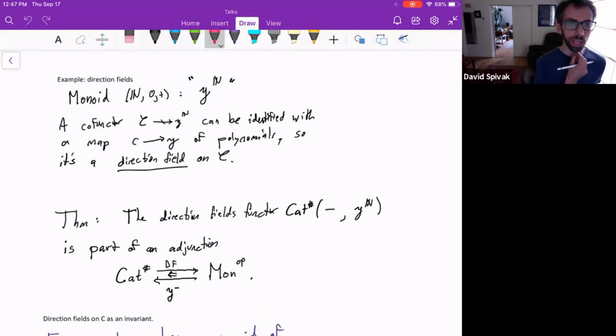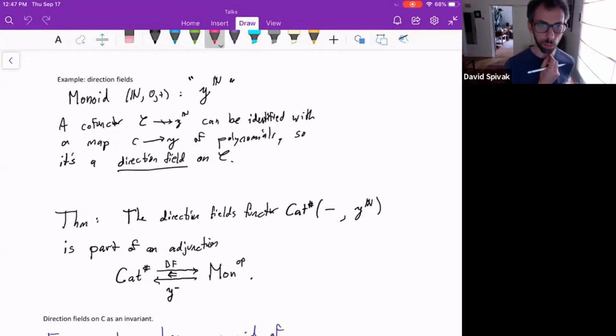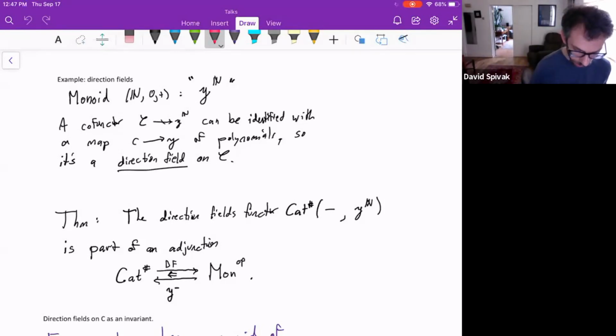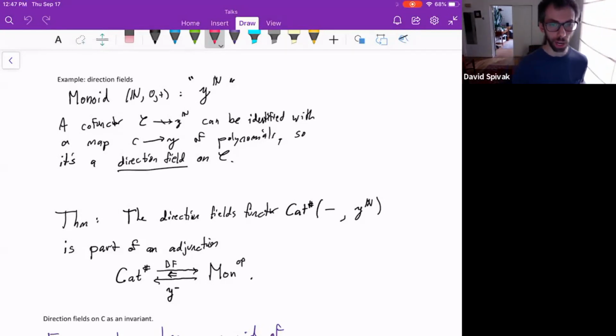So consider the monoid N with zero and plus. The emanation polynomial is y to the n. A cofunctor into it, this monoid as a comonoid in poly is cofree. So a cofunctor from C to y to the n is actually a map of polynomials from the emanation polynomial of C to y. And so basically what it means is for every object, you pick an outgoing morphism. And I could call that a direction field on C. Imagine a category C, and for every object, pick any outgoing morphism. You could pick the identity, but pick anything else.